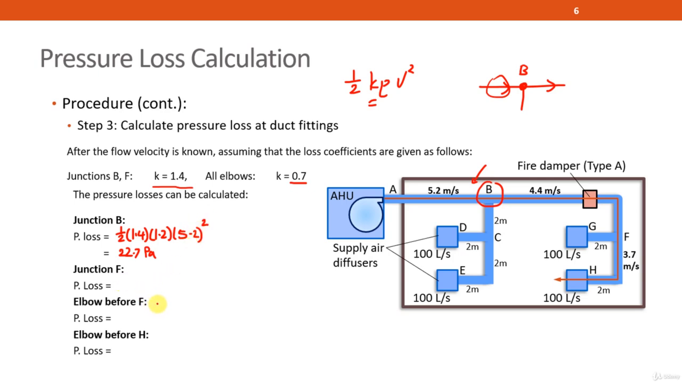For the elbow, same thing, half K rho V square, and it depends on which part it is at. So elbow before F is over here, so obviously you will take the 4.4 meter per second velocity, and finally for elbow before H you will take 3.7 meter per second and square it. And when you do that, these are the other three pressure losses that you will get.